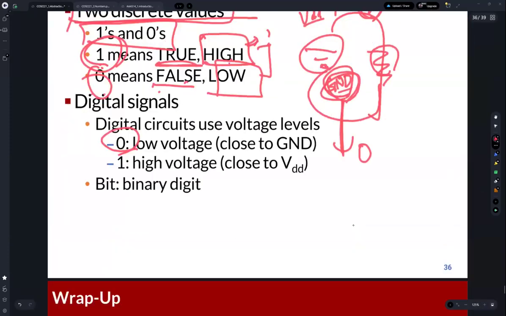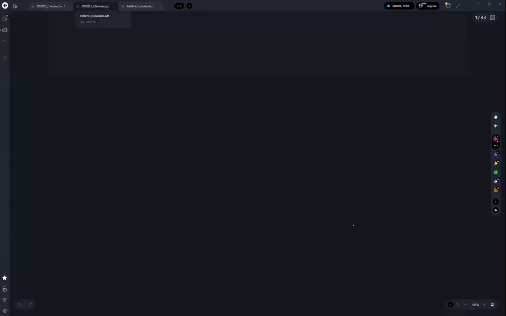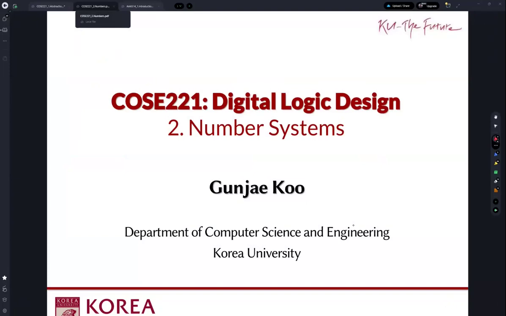Okay, then please read the textbook. It's chapter 1. In the previous class we learned the content of chapters 1.1, 1.2, and 1.3. Okay, so new chapter. In this class, we will learn about number systems of a digital system.